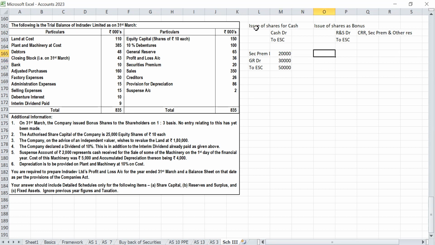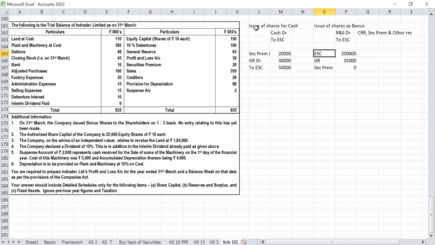Now the equity share capital balance will not be 1,50,000, it will be 2 lakhs, that is plus 50,000. Then the general reserve balance is not 65,000, it is 65 minus 30, which is 35,000. Securities premium will be nil.